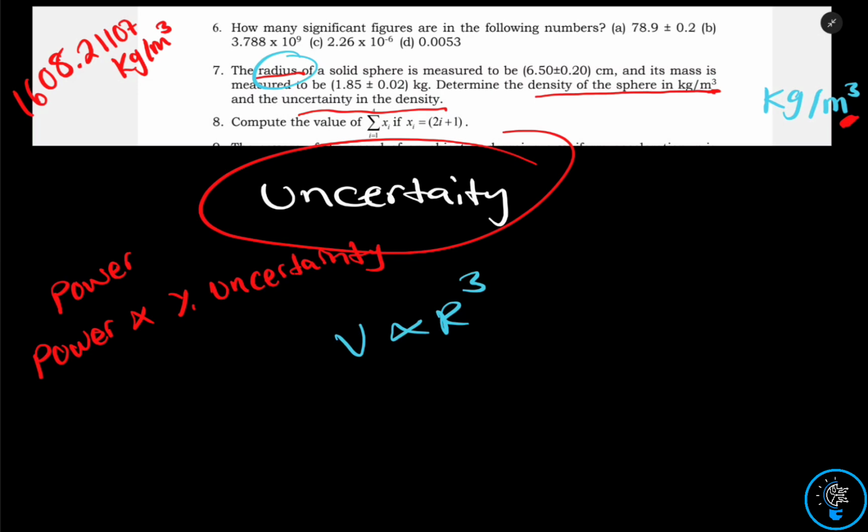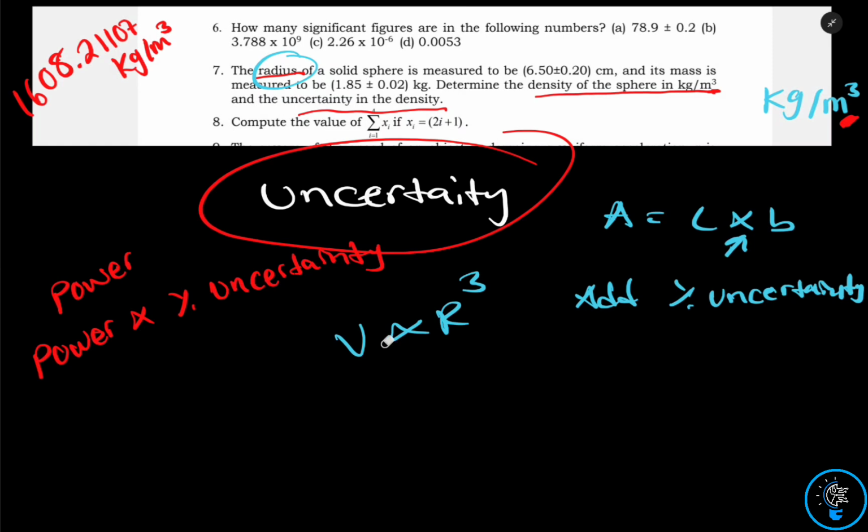But if you're dealing with a formula that has to do with multiplication, for example, a formula like area, a times b, in this one we have multiplication as the mathematical operation. We say we add. So if you're dealing with multiplication, you add. We are saying add percentage uncertainty. Okay, having said that, let's do it. So you add percentage uncertainty.